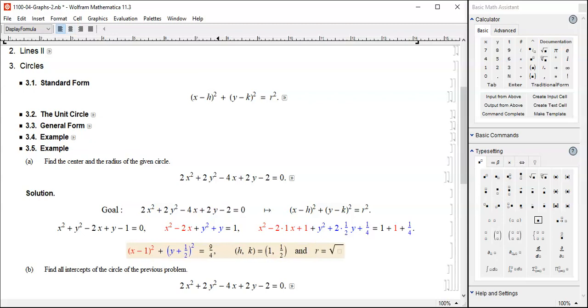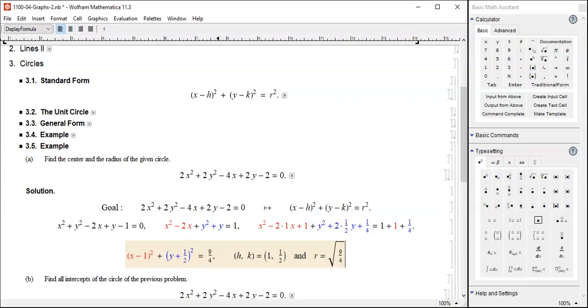R is the square root of 9/4, which happens to be 3/2. The reason we got something simple here, 3/2, is because we were extremely lucky. Most of the time, whatever you get here, you simply take the square root of that, and that's my radius, and you usually stop there. In this particular case, the radius was simple. It was 3/2.